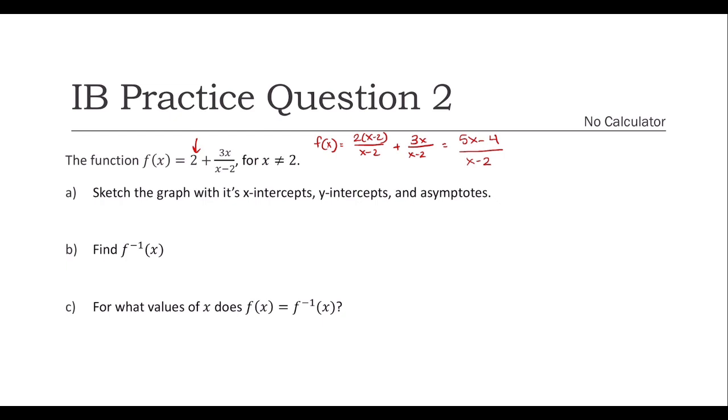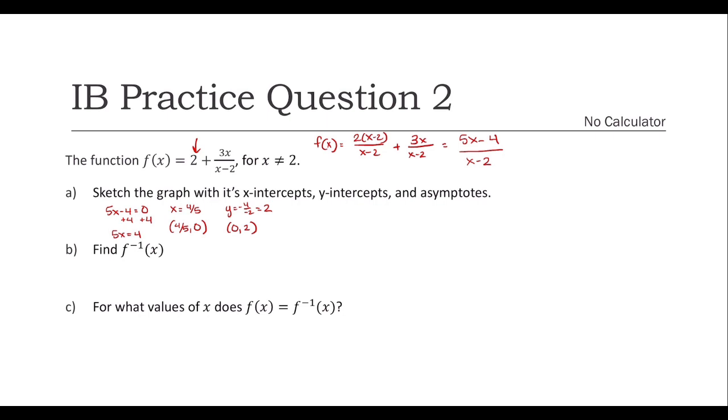So our x-intercept is when 5x minus 4 equals 0. We'd add 4 to each side. So we get 5x equals 4. And then we'll divide both sides by 5 to get x equals 4 over 5. So we have a point at (4/5, 0). The y-intercept would be negative 4 over negative 2, which is positive 2. So it would be (0, 2).